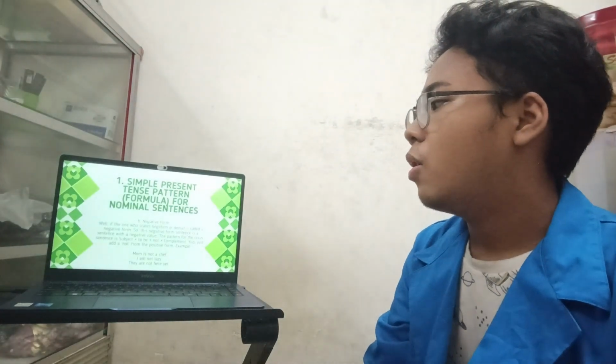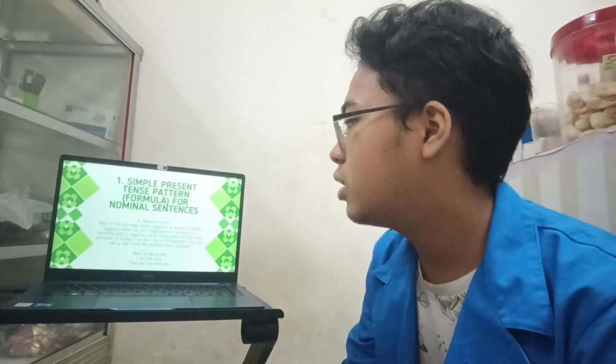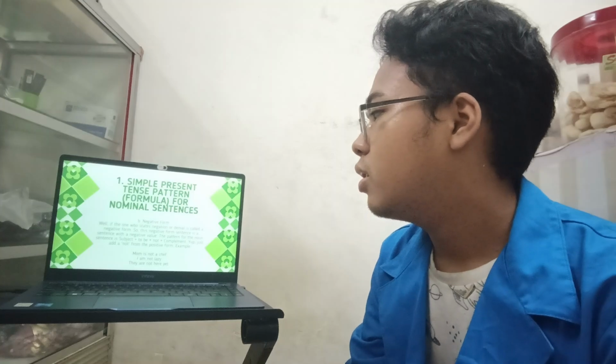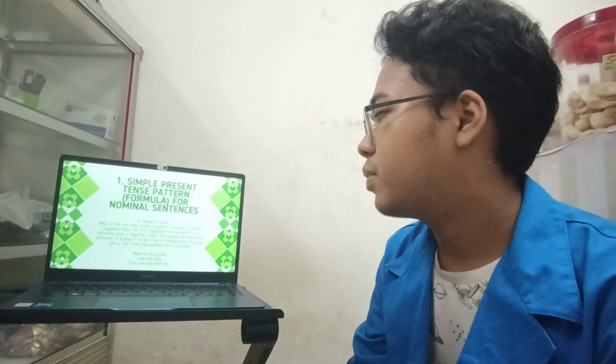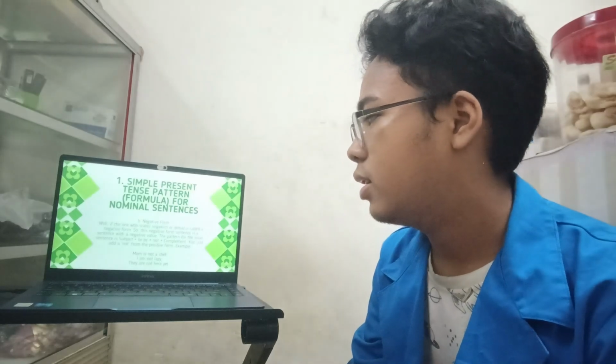Next one is the negative form. The one that states negation or denial is called a negative form. So, this negative form is a sentence with a negative value. The pattern for the noun sentence is subject plus to be plus not plus complement. Just add not to the positive form. For example, Mom is not a chef. I am not lazy. They are not here yet.